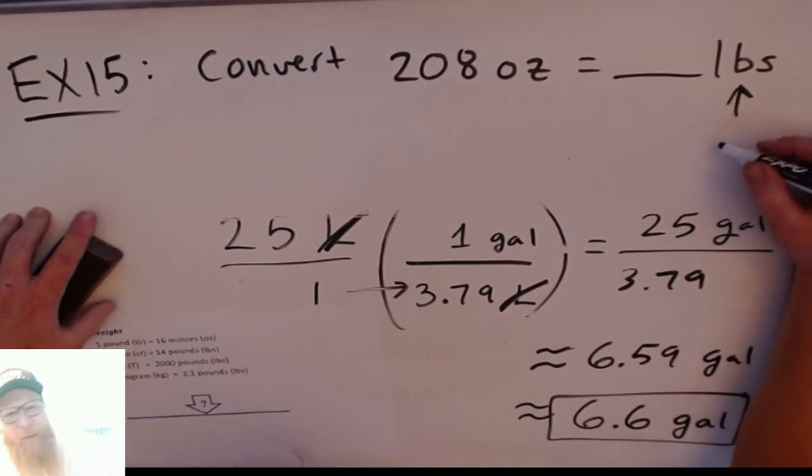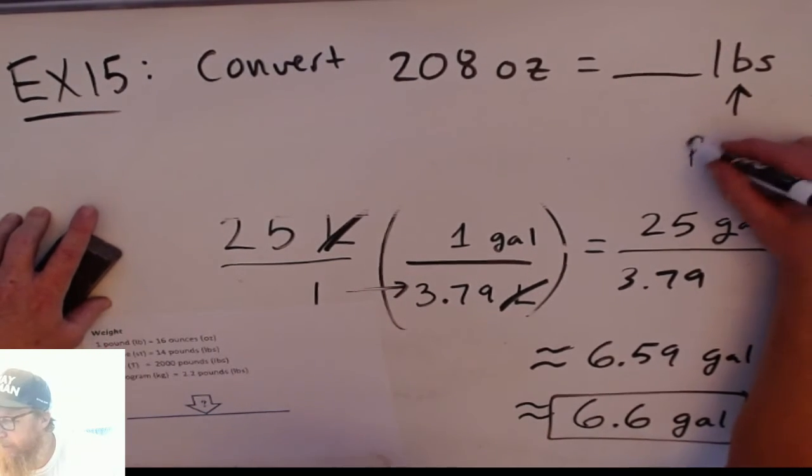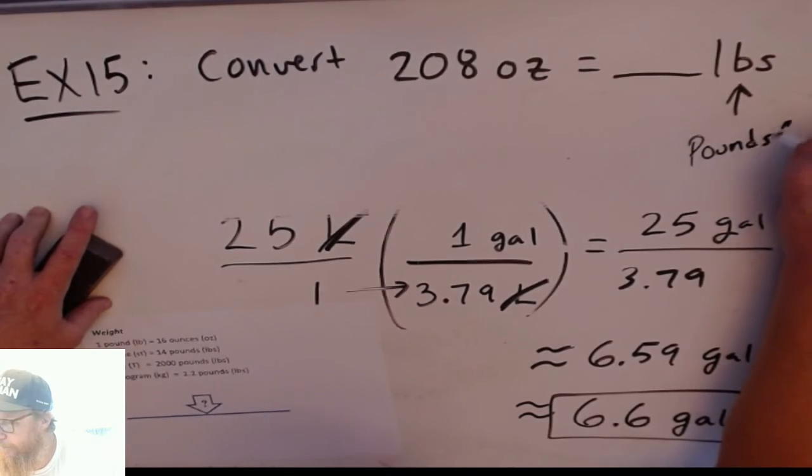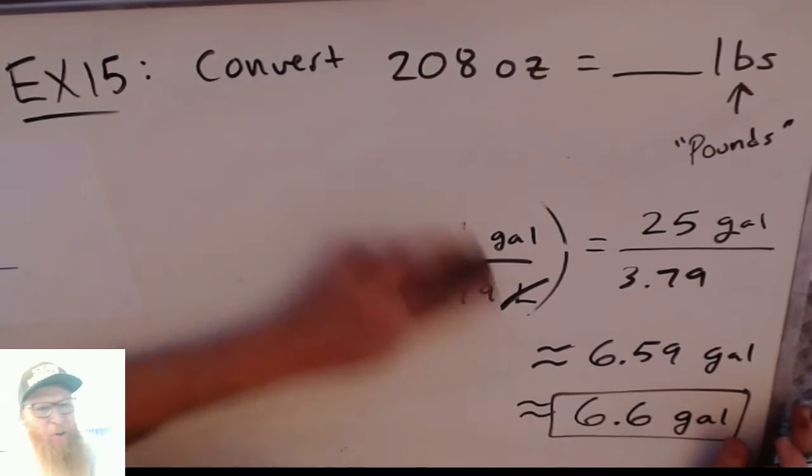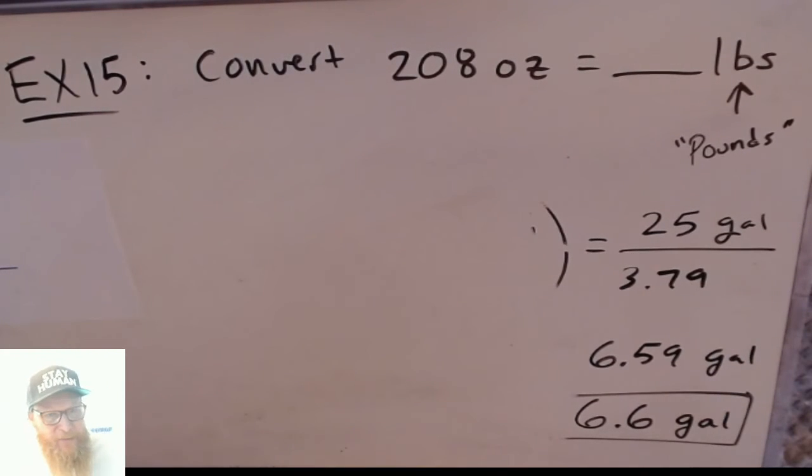libras? I always get that wrong. Pounds. I think it's Libra, right? Libra, like the scales. Anybody into astrology? We got any Libras out there?